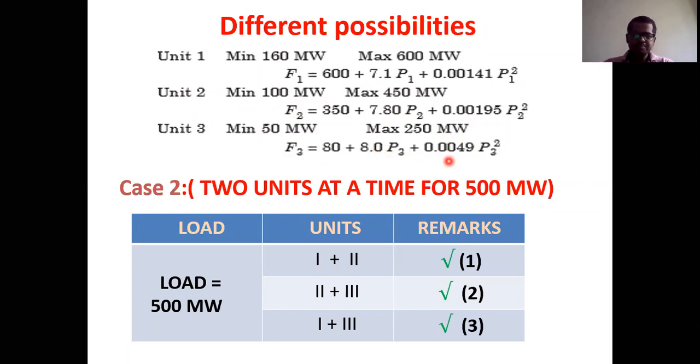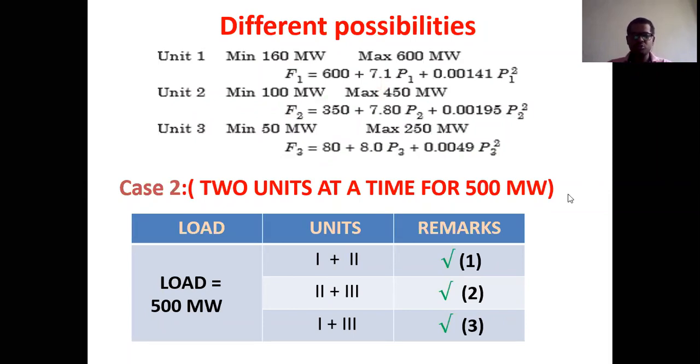So based upon this incremental fuel cost only, we can decide which combination is best to meet the load. Now just observe the incremental fuel cost for unit 1, unit 2 and unit 3. Which generator has the less incremental fuel cost? Similarly, which generator has the more incremental fuel cost? Yes, I'm getting messages here.